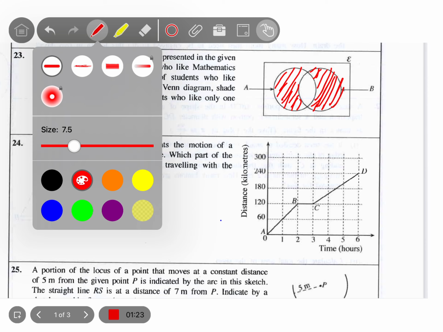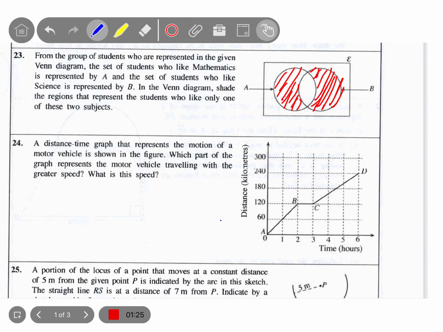Okay, next question. A distance time graph. Okay, this is a distance and time graph. According to time, how long someone has traveled is what this graph indicates. The distance time graph that represents the motion of a motor vehicle is shown in the figure. Which part of the graph represents the motor vehicle traveling with the greatest speed? What is this speed? So with this type of graph, one thing to remember is anything that is more slanted towards the y-axis is the fastest, right?